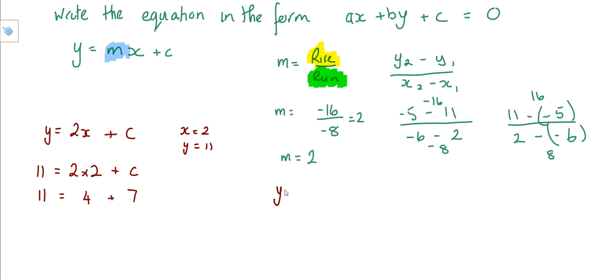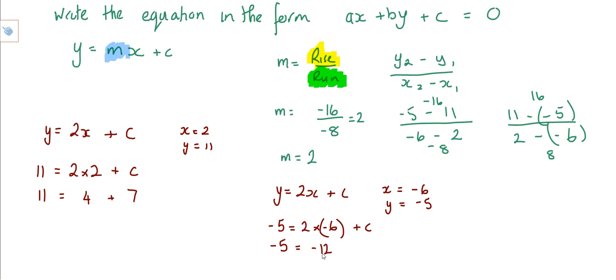So let me just show you. So if I've got y equals 2x plus c, what was the other bracket? X is minus 6, and y is minus 5. I should be able to use that as well. So minus 5 equals 2 times minus 6 plus c. Right, so I've got minus 5 equals 2 times minus 6 is minus 12. What do I do to get from minus 12 up to minus 5? Add 7. So it should work with either coordinate.